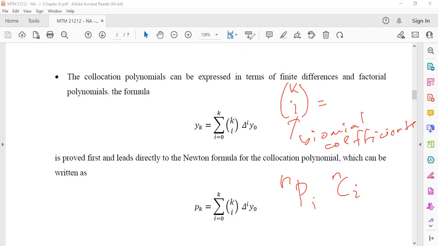Does anyone know the formula? Okay, combination. Yes, it's also combination. Okay, this is combination. Our lecture will be finished within 10 minutes. So does anyone know this formula?